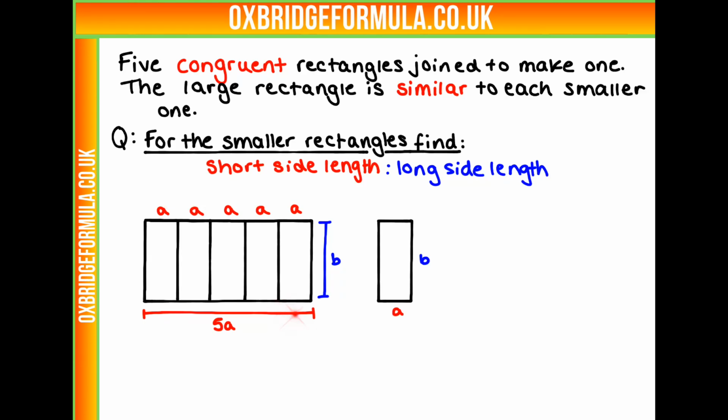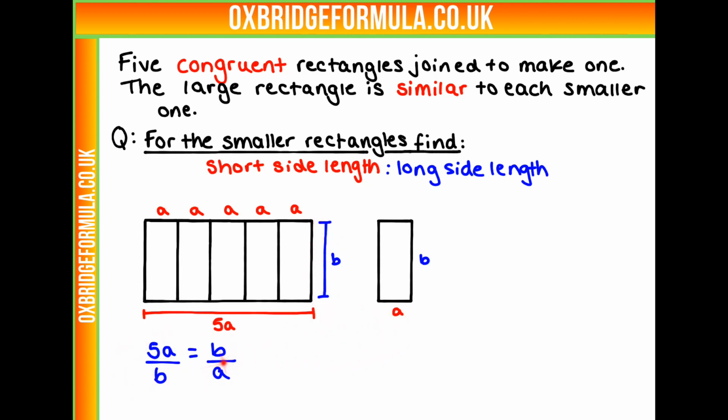And because these two shapes are similar, we know that the ratio between the short side and the short side is going to be the same as the long side and the long side. So to write that more mathematically, what can we do? Well, we can just write them as fractions. So we know the fraction of the longer side, 5A over B, is going to be equal to the short side fraction, B over A.